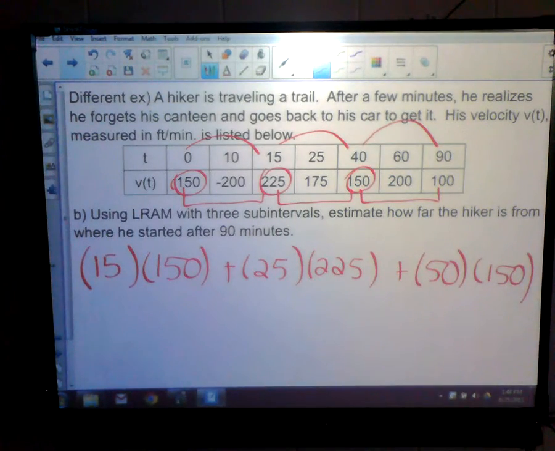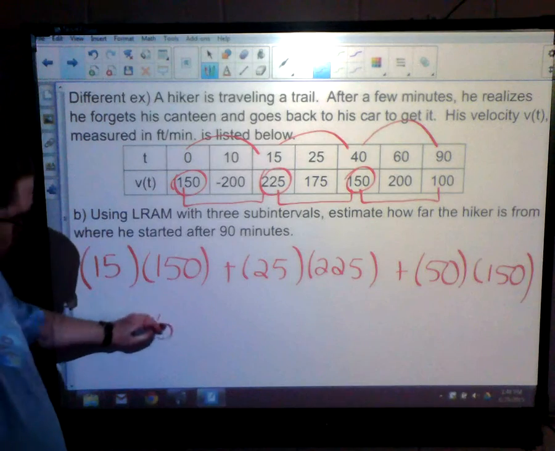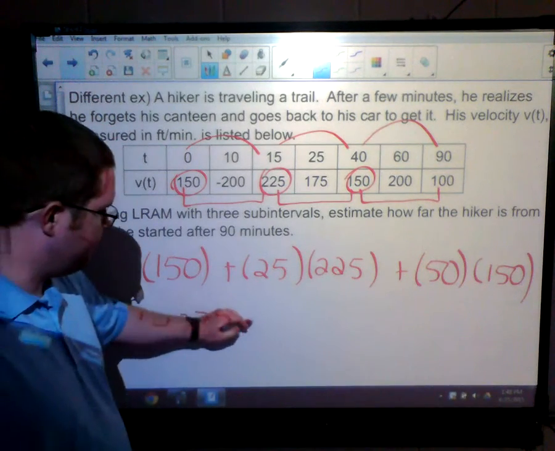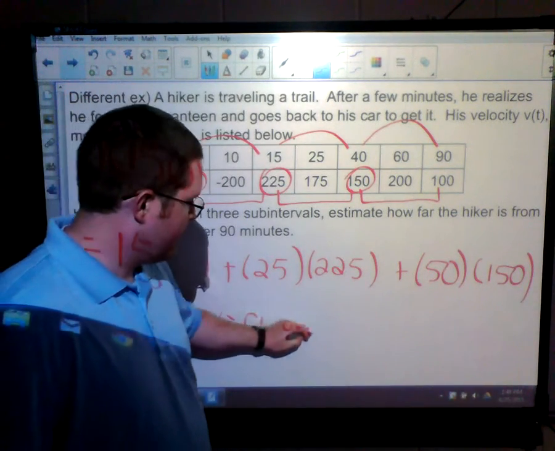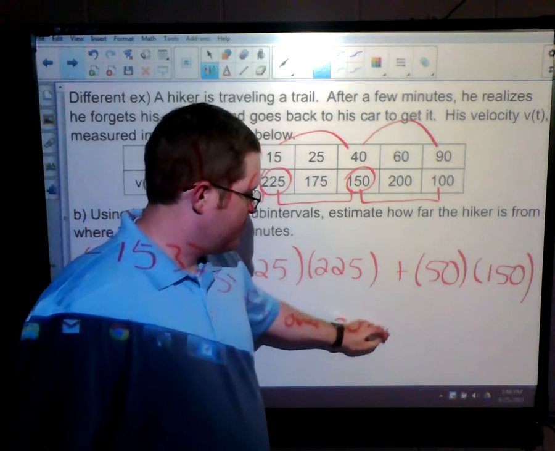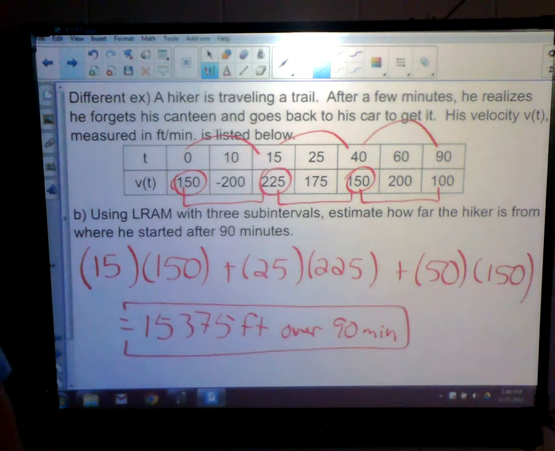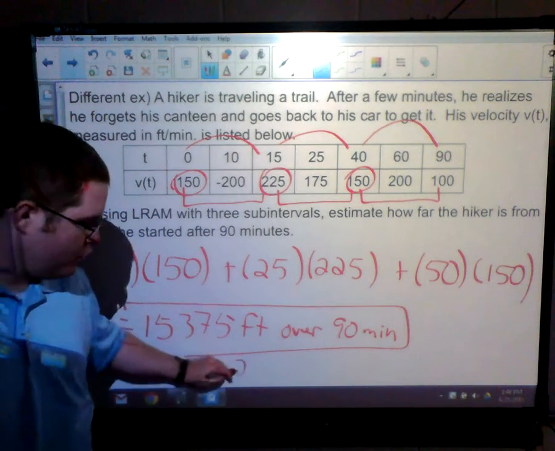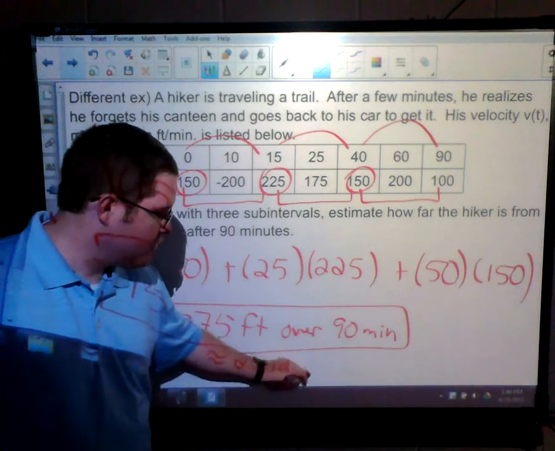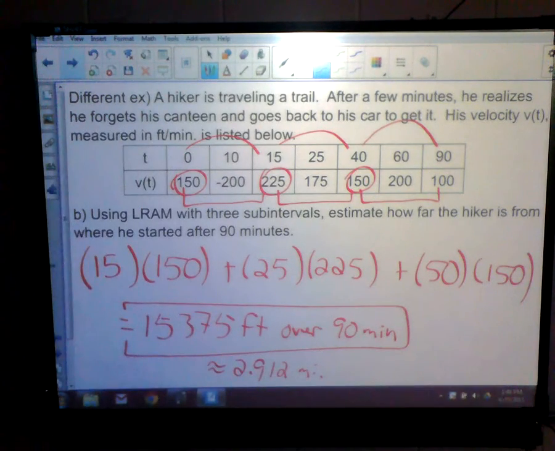Add all that up, and you get 15,375 feet over 90 minutes. So he traveled 15,375 feet over 90 minutes. That's about 2.912 miles, just in case you're curious. Which is realistic. If you walk for an hour and a half, you can probably go more than 3 miles.